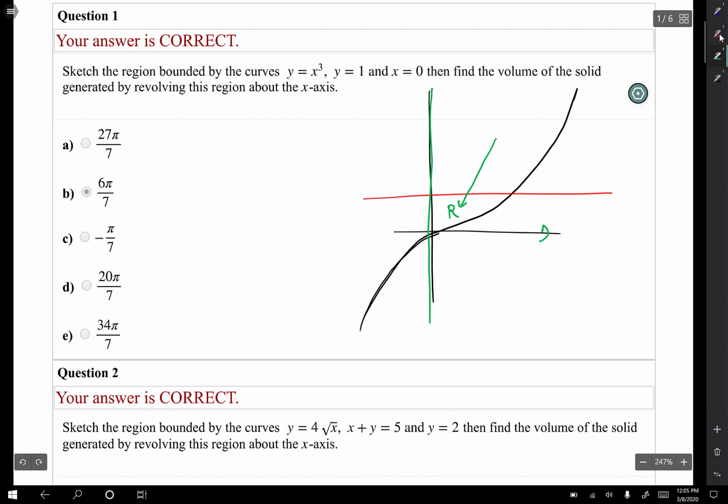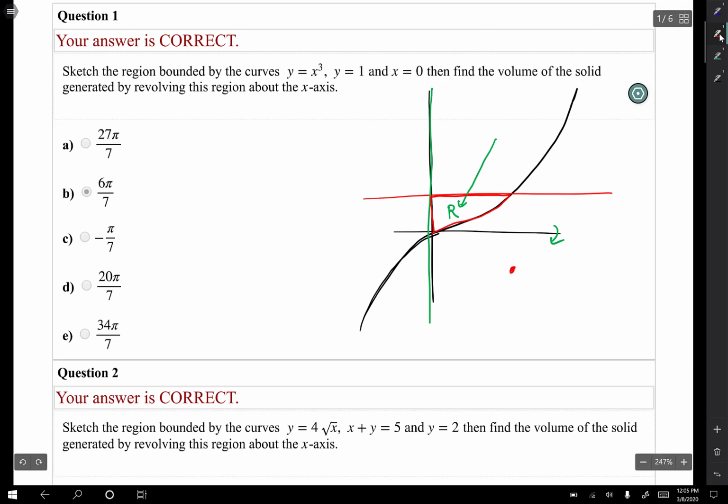And then I'm revolving about the x-axis. So I'm going to revolve it about the x-axis. Well, I guess you guys would get mad with that arrow, right? Okay. So when I revolve it around the x-axis, it's going to look like this. This region here.